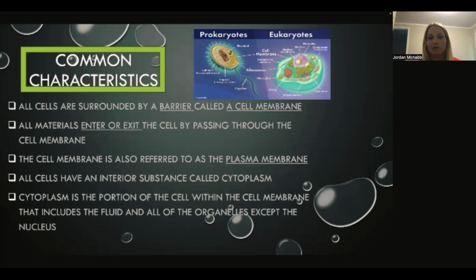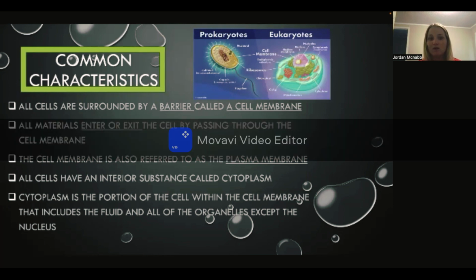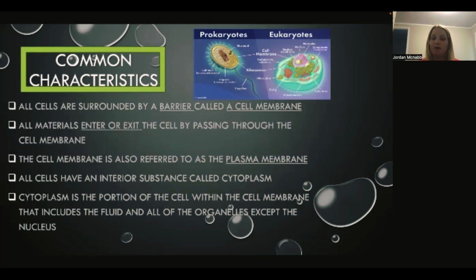All cells are surrounded by a barrier called a cell membrane. And in the image above, you can see the cell membrane in both of the different cells. All materials enter or exit the cell by passing through the cell membrane. The cell membrane is also referred to as the plasma membrane.